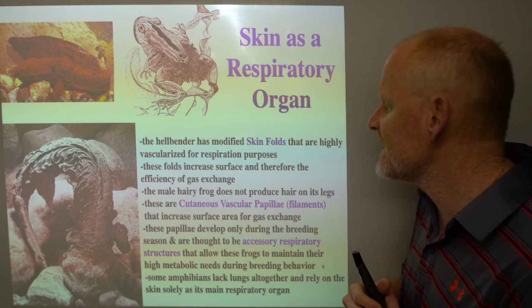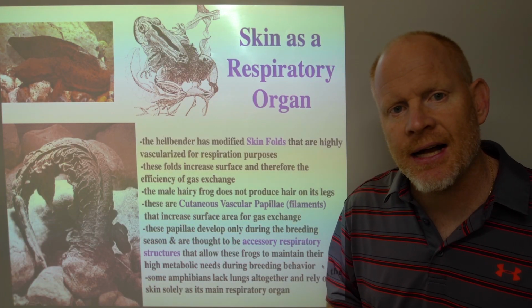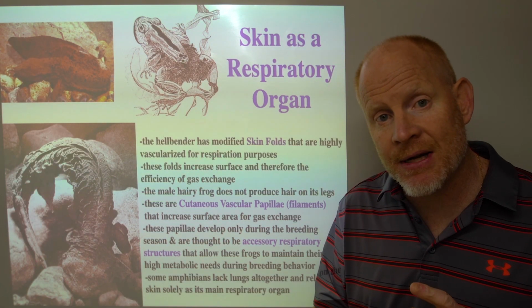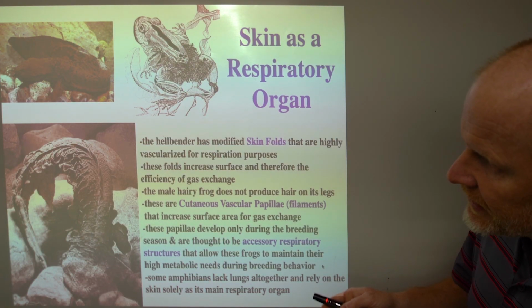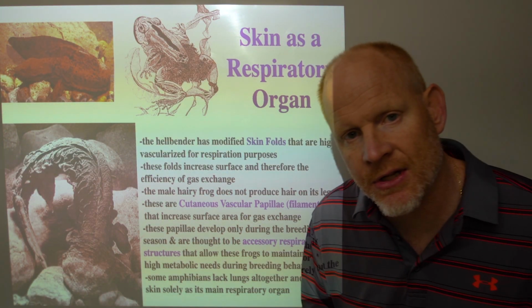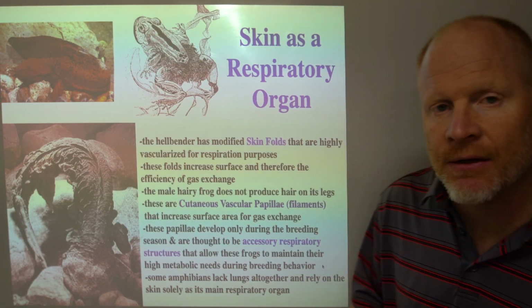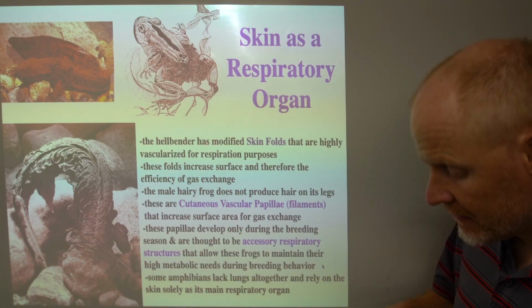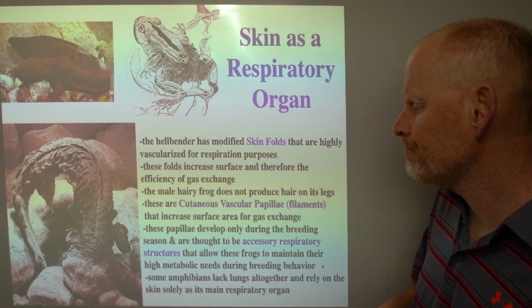As I've mentioned, the skin is an accessory respiratory organ. A lot of salamanders use it as either the primary respiratory organ or as an accessory respiratory organ. So this is a hellbender here. These are two pictures of hellbenders. It's a completely aquatic salamander. It's the largest salamander in North America. They can get about 3 feet long. They live in clean mountain rivers. You can find them in Indiana, but they're very endangered.